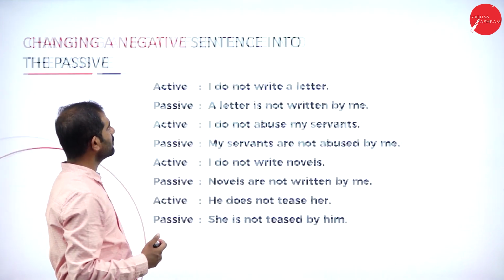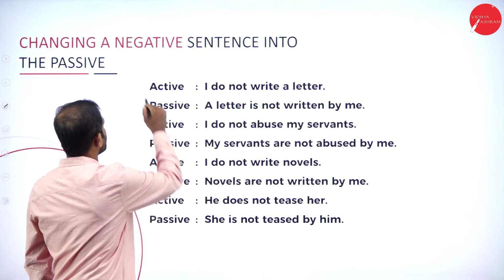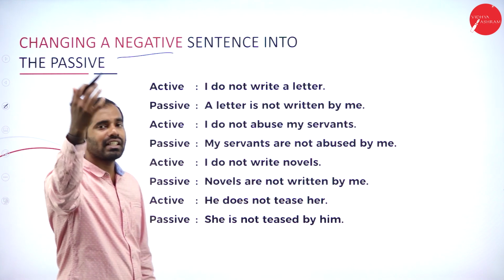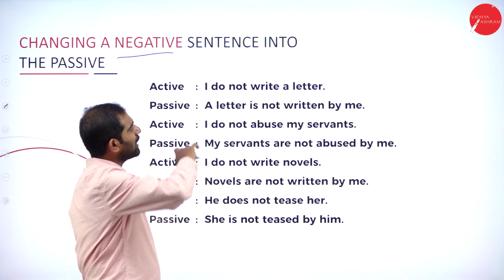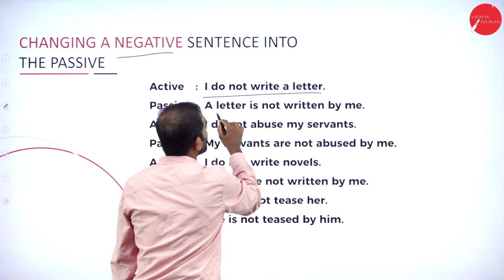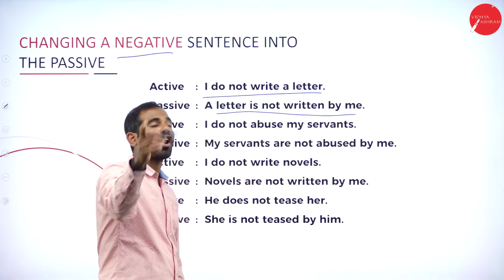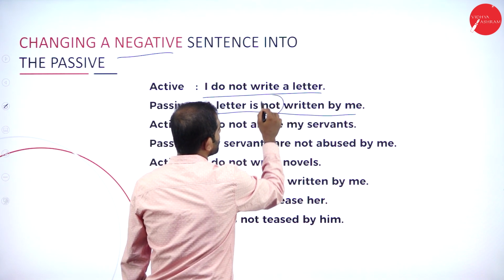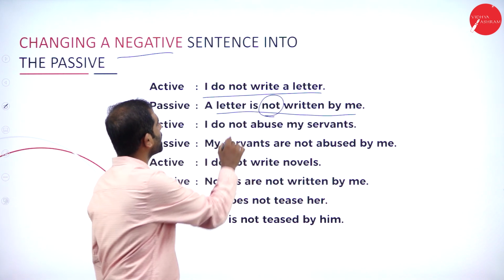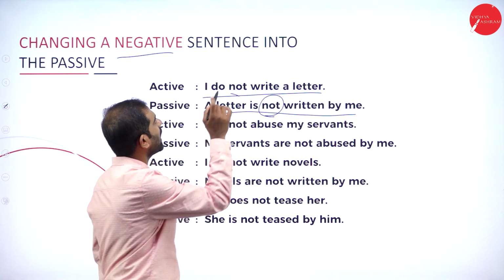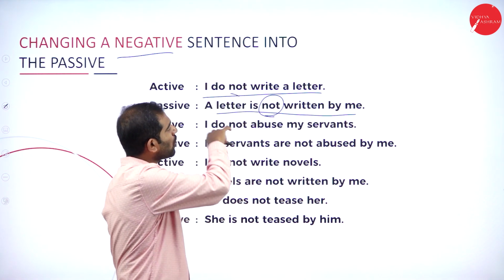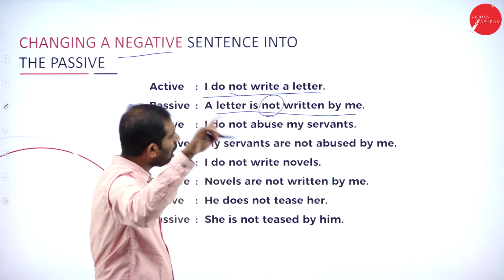Let us move on. What about negative sentences? We saw positive now, or declarative sentences. What about negative sentences? I did not write a letter becomes a letter is not written by me. Is not written. Simply add not, because not is here. I write a letter is written by me. I do not write a letter becomes a letter is not written by me.